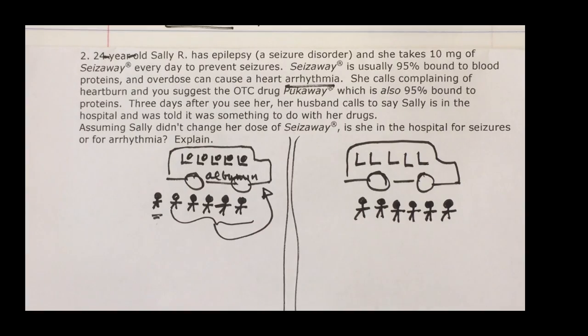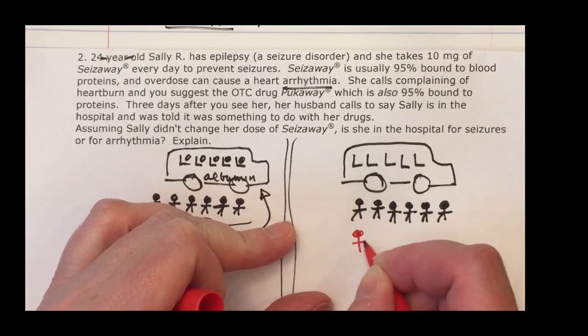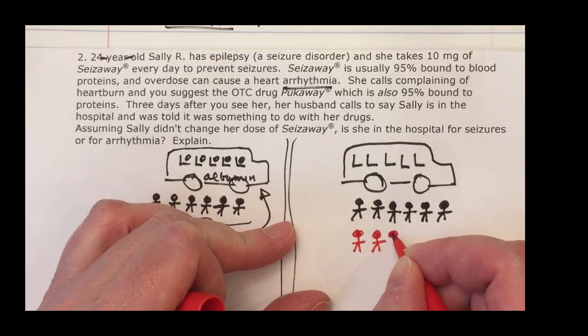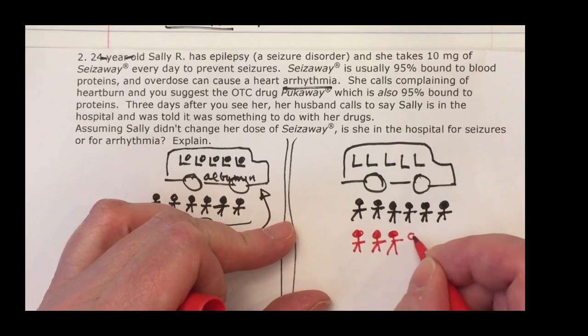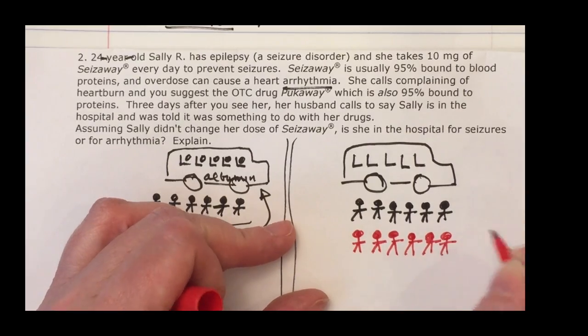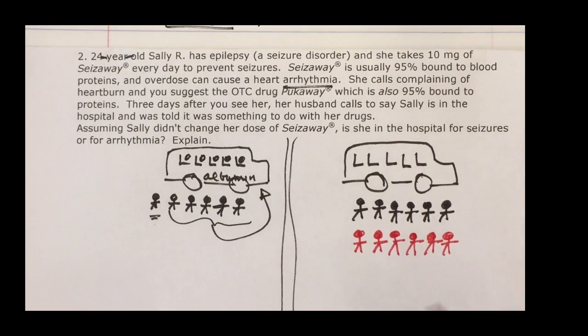Okay. All right. Now she's taking another drug. She's taking the Pukaway. So here's the molecules of Pukaway. Who knows what the dose is here? Let's just say it has the same potency for some reason. There's no reason it should, but let's just say this. Usually she takes 20 milligrams of Seizaway, and it just happens that the dose for Pukaway is also 20 milligrams. Whatever.